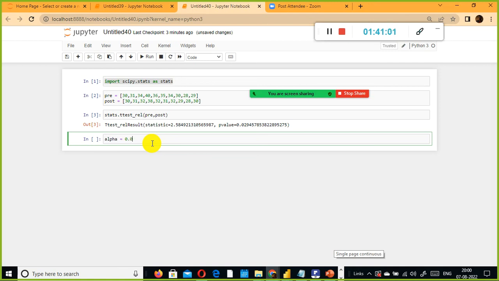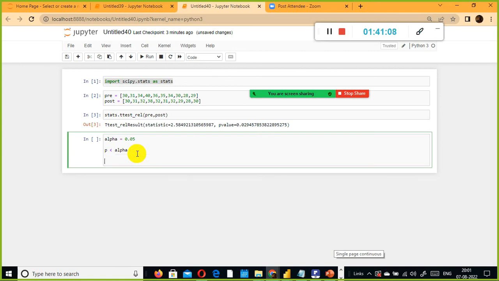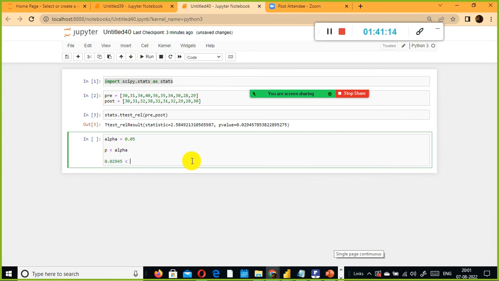Jivan, 0.0. Am I audible to you all or not? What is the alpha value? I just put alpha here, okay? True. P is less than alpha. Hence, we are going to reject the null hypothesis.